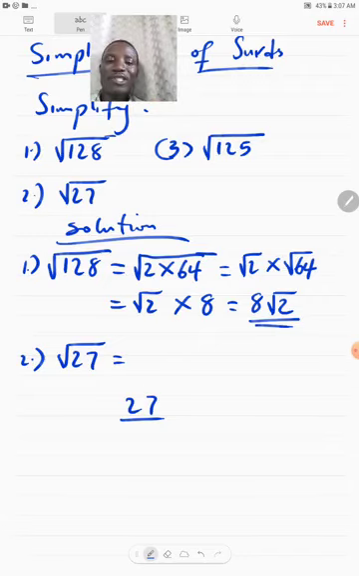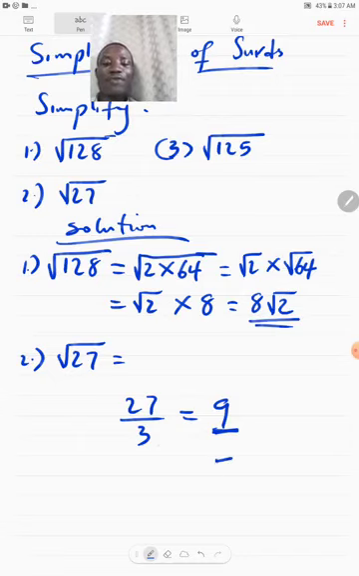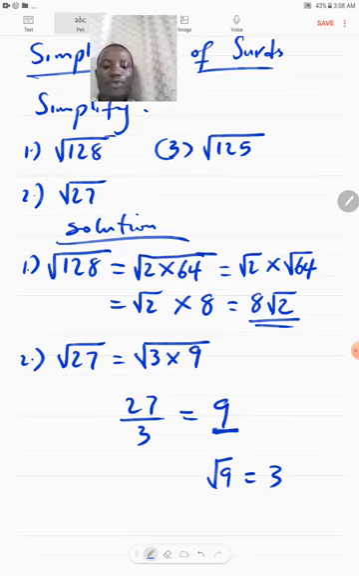So the first prime number I will try out to save my time here will be 3. Okay, so if I divide by 3, that will give me 9. And looking at 9, 9 is a perfect square because it has a whole number square root. If I find the square root of 9, it will give me a whole number, which is 3. So I can see that I have a perfect match here. That means that root 27 can be split down to root 3 times 9.